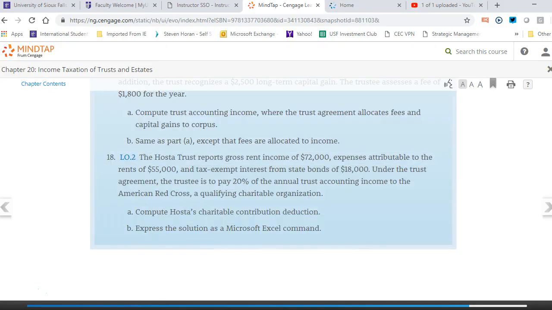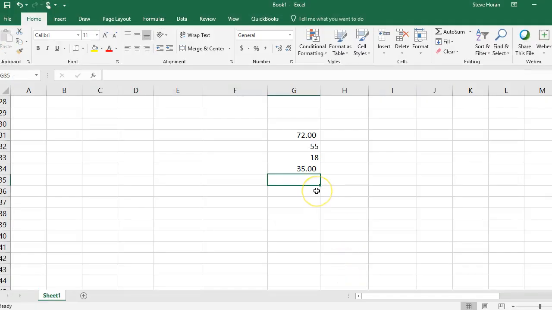we all know, going back to the question, the trust pays 20% of annual trust accounting income to the Red Cross. So 20% is what's paid. So 35 times 0.2 is 7,000. So 7,000 then goes to the Red Cross.